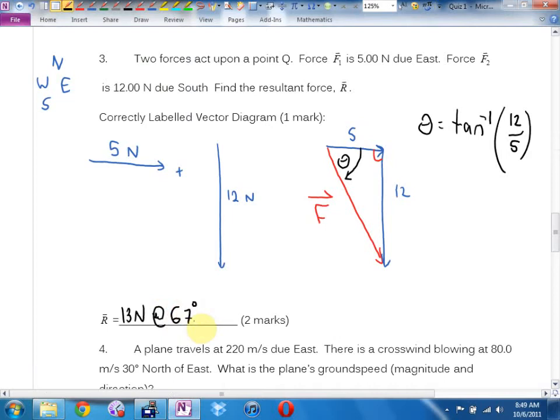What of what? South of east. So here's how I mark these for 2 marks: 1 mark for the magnitude, half mark for the angle, half mark for the what of what.